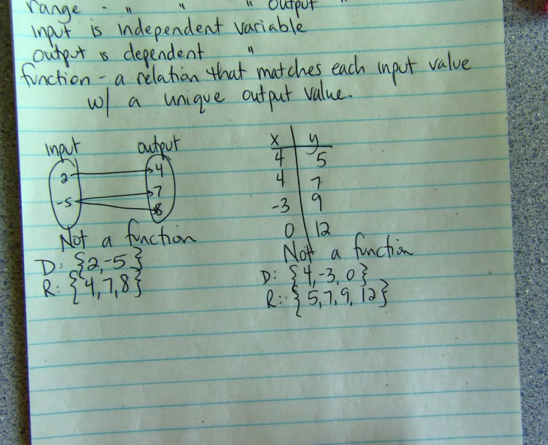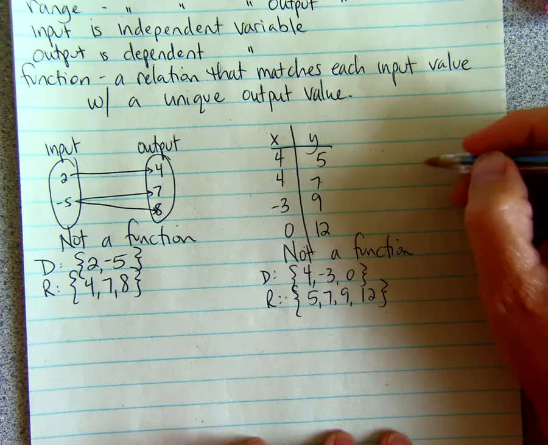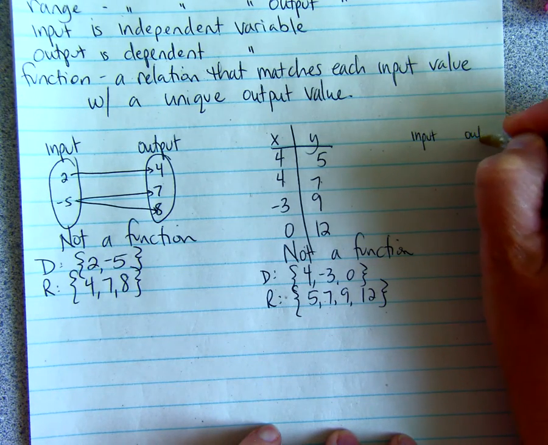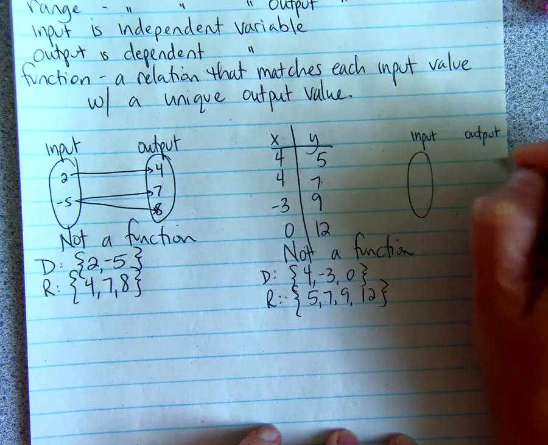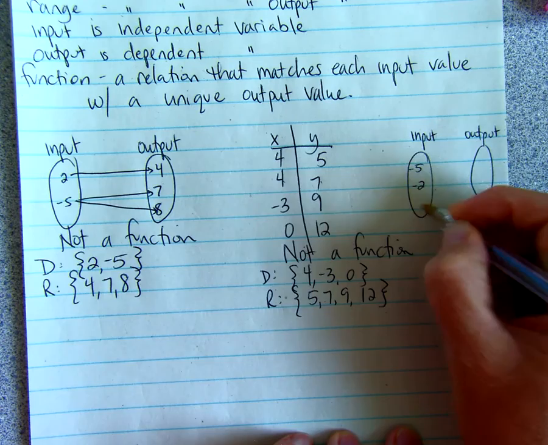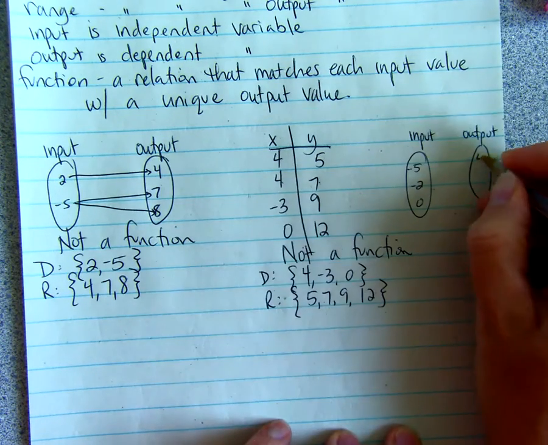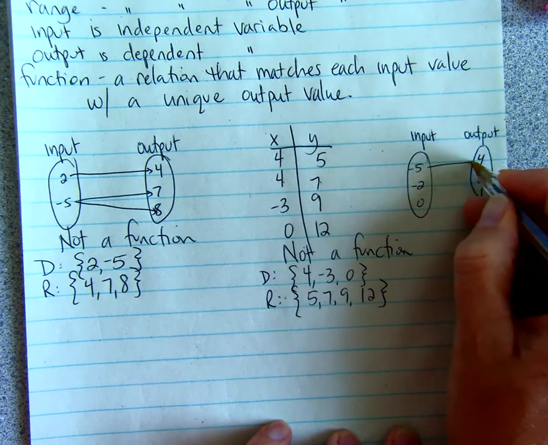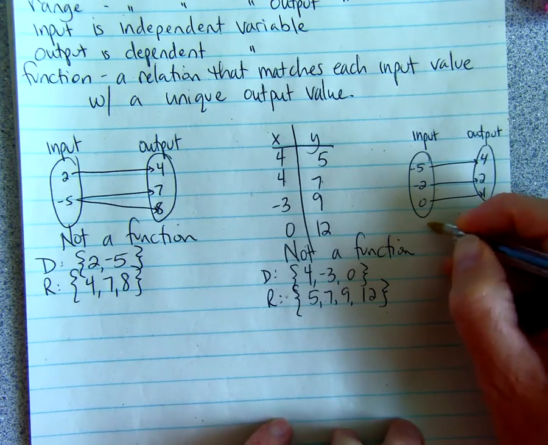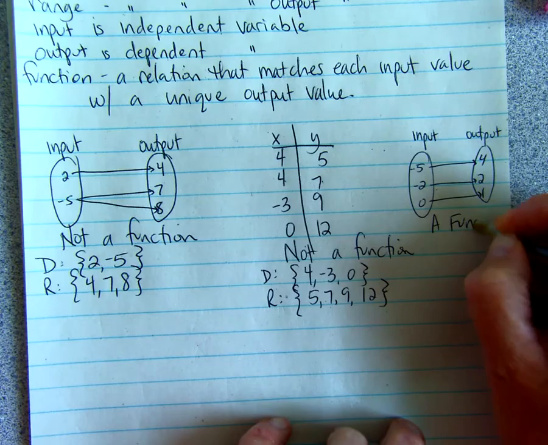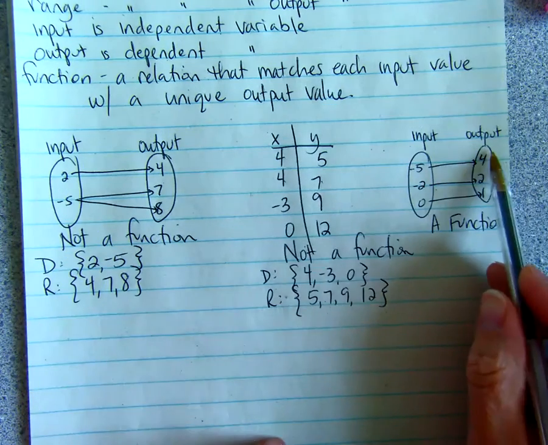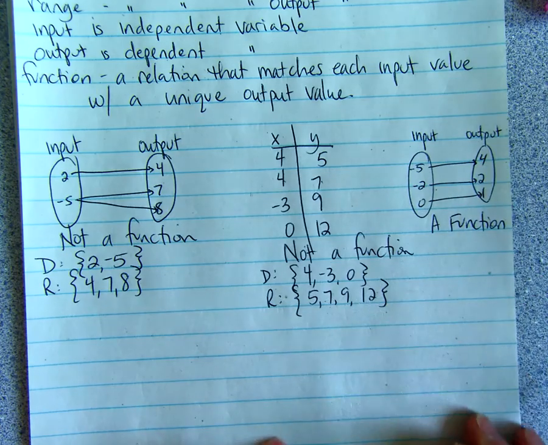If you want to see an example of a function, let's use our input and output with our circles here. If the input is -5, -2, 0, and our output is 4, 2, 1: -5 goes to 4, -2 goes to 2, 0 goes to 1. This is a function. And the domain is -5, -2, 0. The range is your output values of 4, 2, and 1.